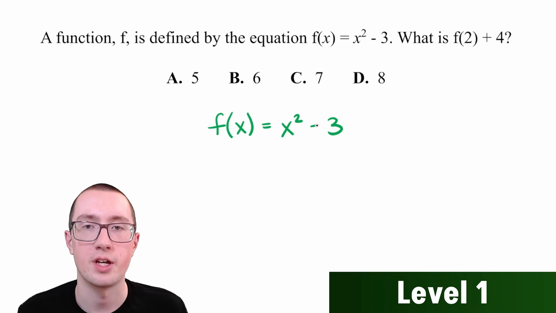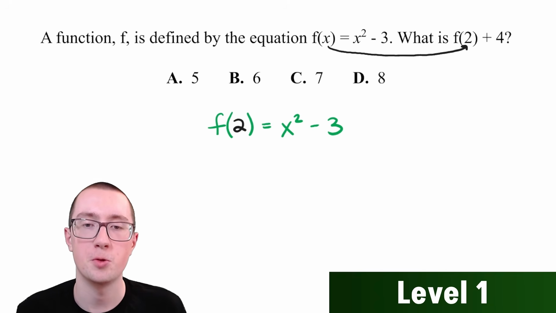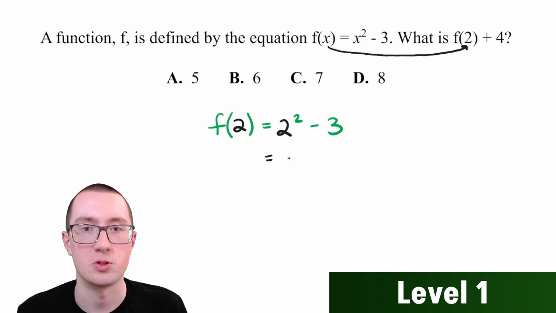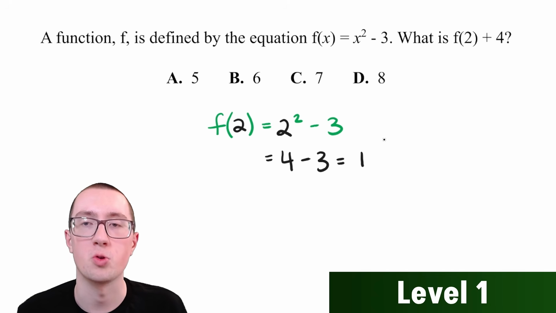So here's our function, and you'll see that when we have f of 2, we are replacing x with 2. So in the right side of our function, we're going to have to do the same thing. So to find f of 2, I'm just going to take this x and replace it with 2. And now we just need to simplify this down. So 2 squared, that's 2 times 2, which is 4. And 4 minus 3 is equal to 1. So f of 2 is equal to 1.